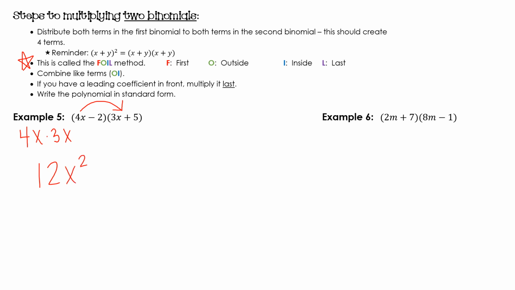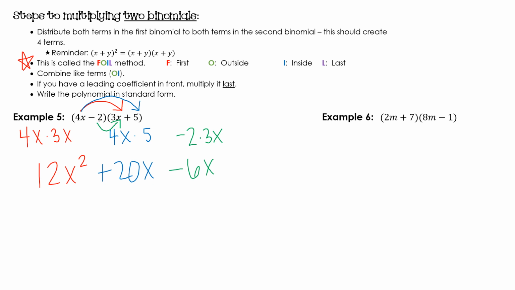Then I'm not going to jump to the -2. We then need to multiply the 4x times the 5. So 4 times 5 is 20. And the x is going to stay an x since it's not being multiplied by another variable. Then I multiply the -2 by both the 3x and the 5. So -2 times 3x would give me -6x.